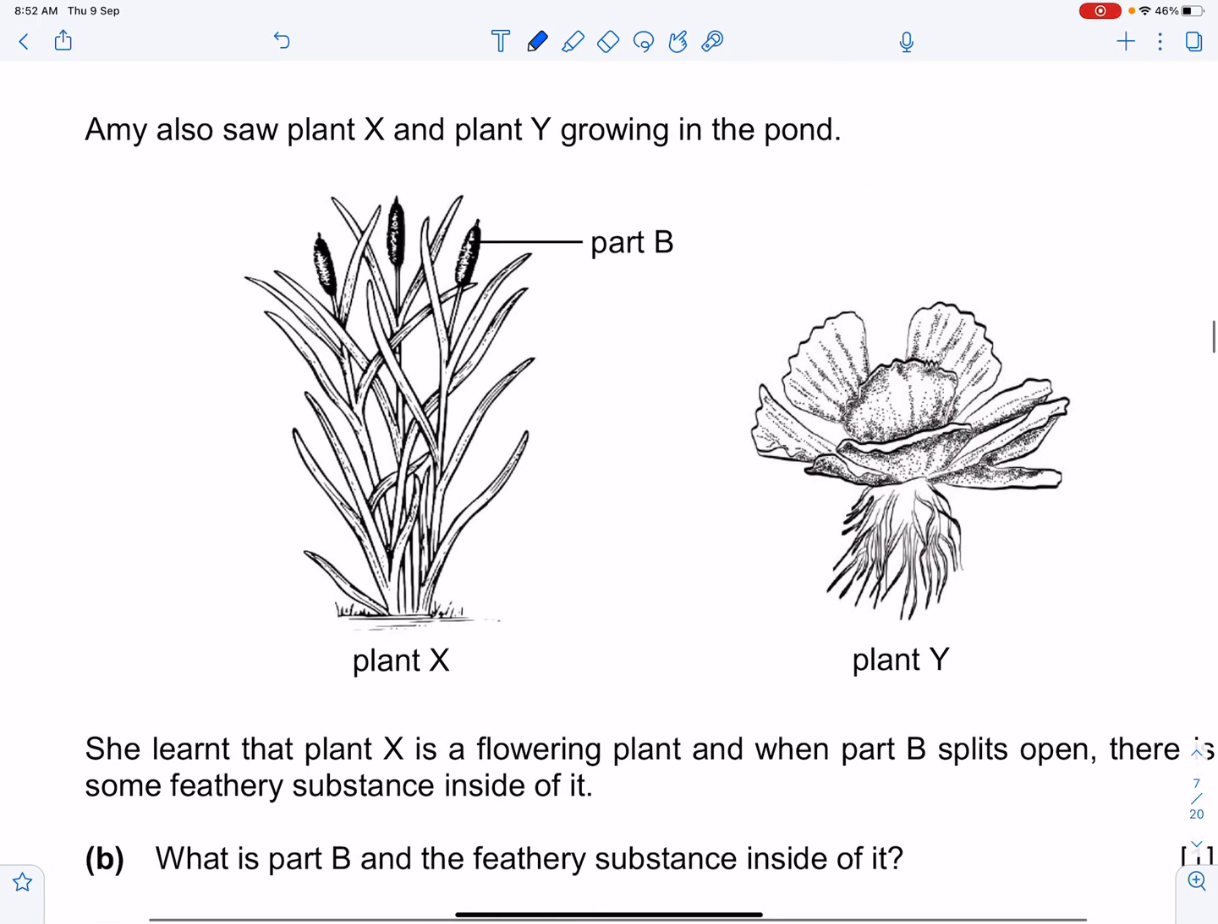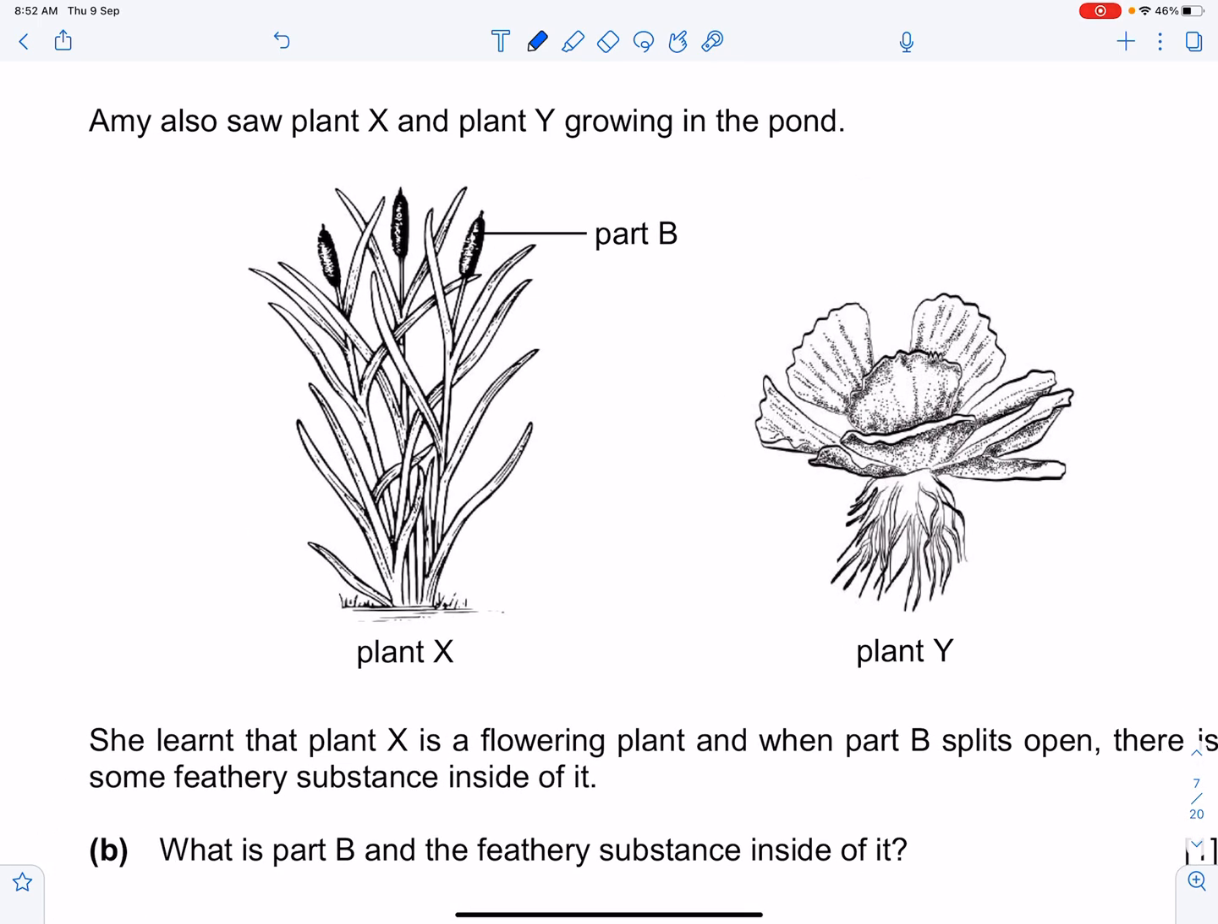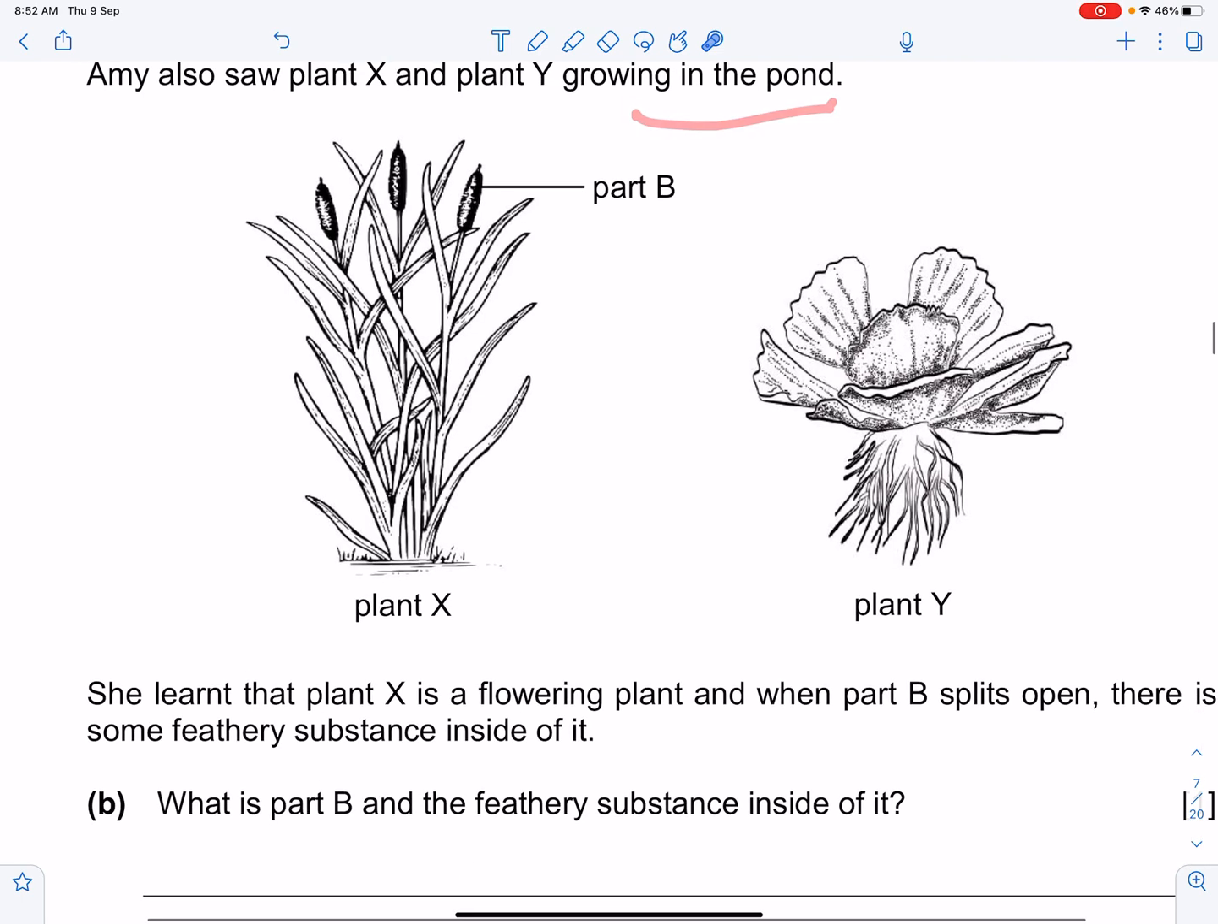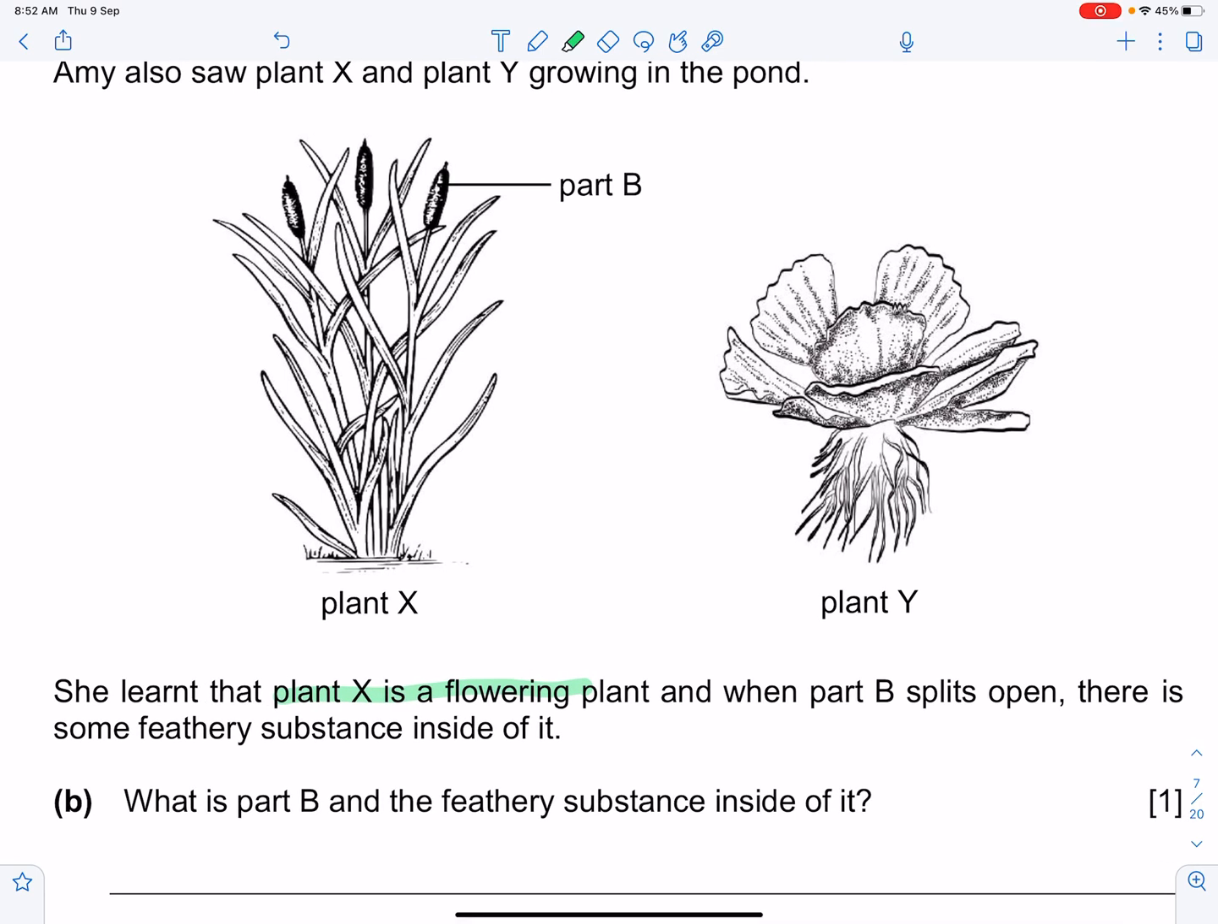This question, another question that was very, very poorly done. But it shouldn't be the case. Because they all fall back on your prior knowledge. Just because it looks new doesn't mean it's new. Amy also saw plant X and plant Y growing in a pond. She learned that plant X is a flowering plant. Okay. Highlight that. And plant B, and when part B splits open, there is some feathery substance inside of it. What is B and the feathery substance in it?